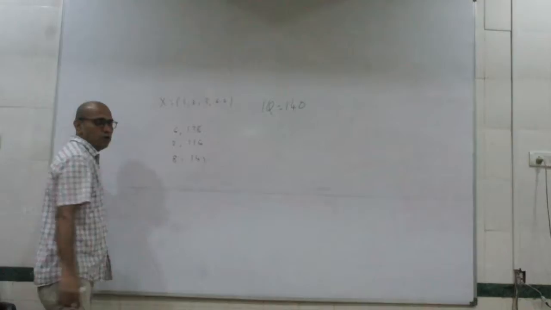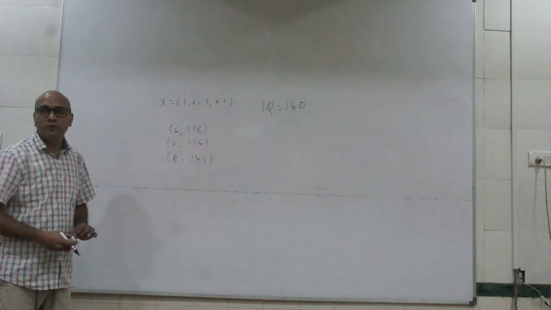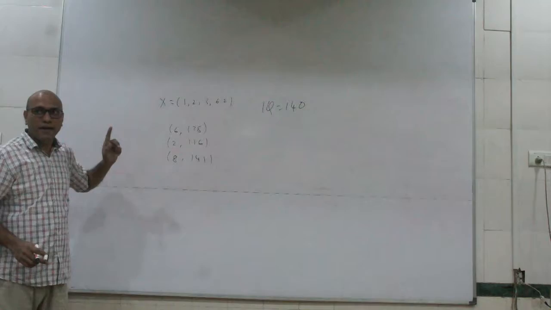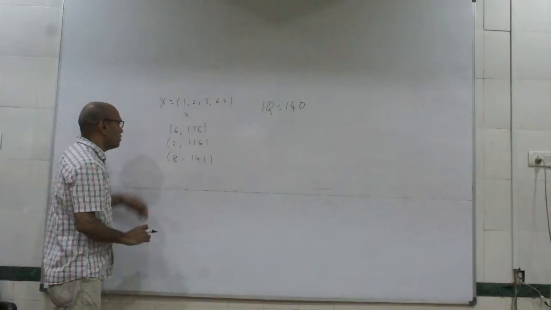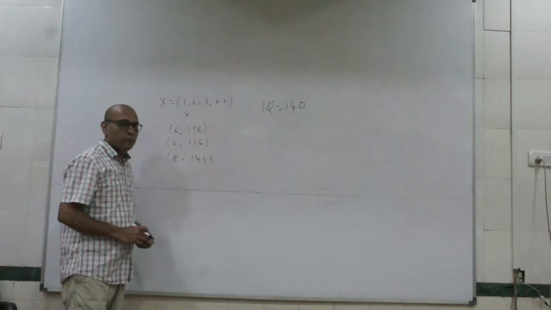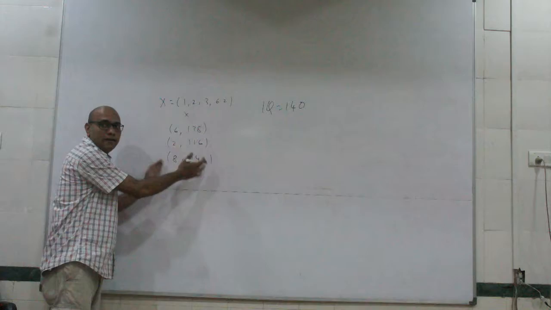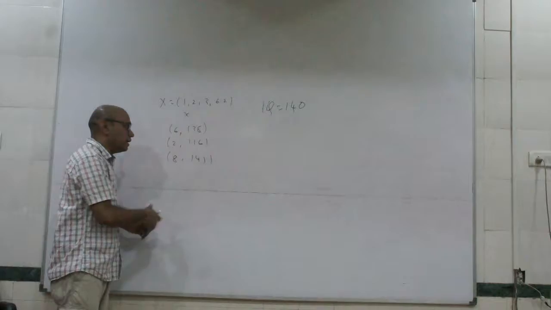So what I'm actually writing is not one single number as an expression. This is my jointly distributed variable. For the first observation, x takes a value (6, 138), for the second observation x takes a value (2, 116), for the third observation x takes a value (8, 141). So actually my x is taking more than one value. It's a jointly distributed random variable, and so it has this joint distribution structure.